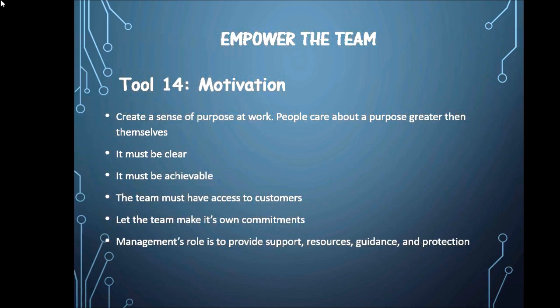The 14th tool, motivation. Create a sense of purpose at work. People care about a purpose greater than themselves. It must be clear. It must be achievable. The team must have access to the customer. Let the team make its own commitment. Management's role is to provide support, resources, guidance and protection.